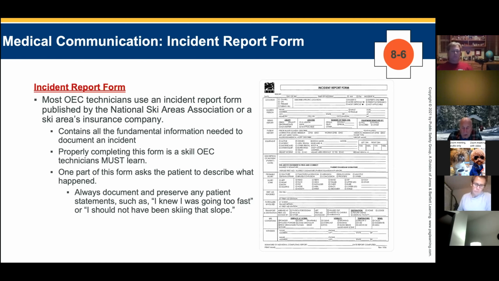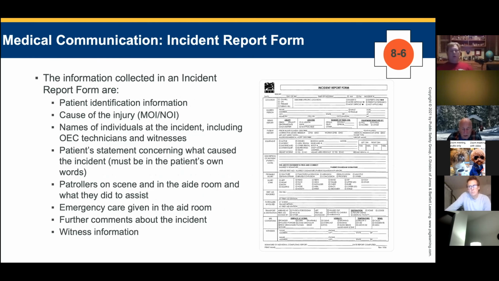As we go through this, you're going to see how we do corrections. If you have to do a correction, you do a single line scratch out, and you initial and date the correction. You don't try and scratch it. Don't try and obliterate it. Don't try to erase it. So again, part of the form asks, describe what happened. I know I was going too fast. I shouldn't have been on that slope. We hear that a lot.